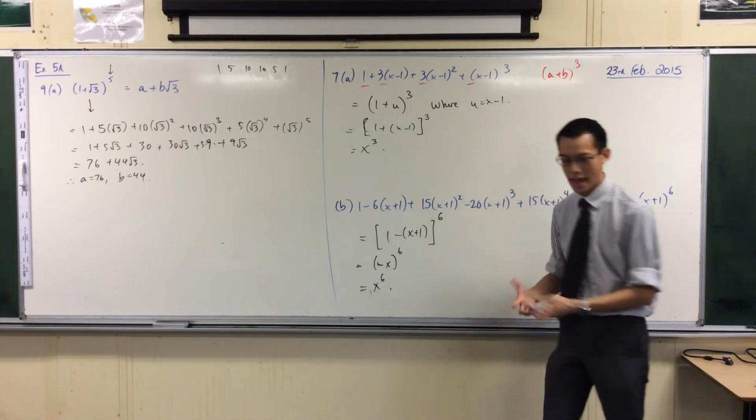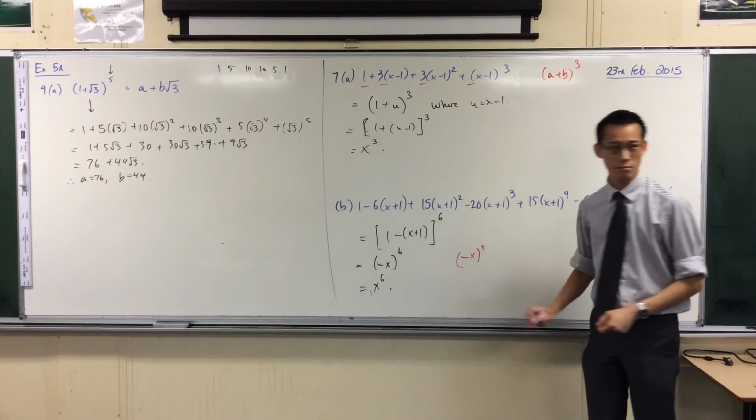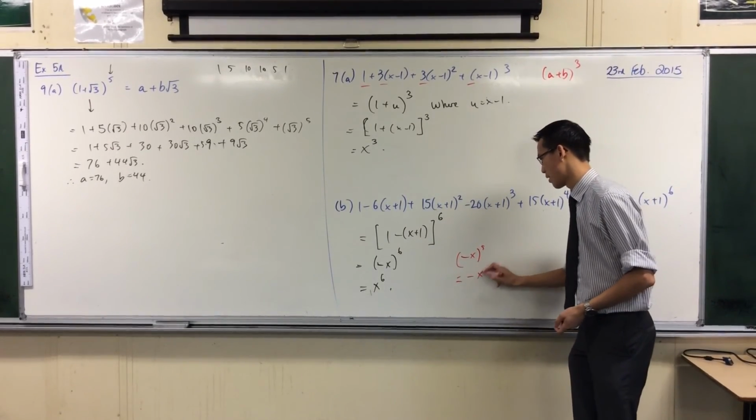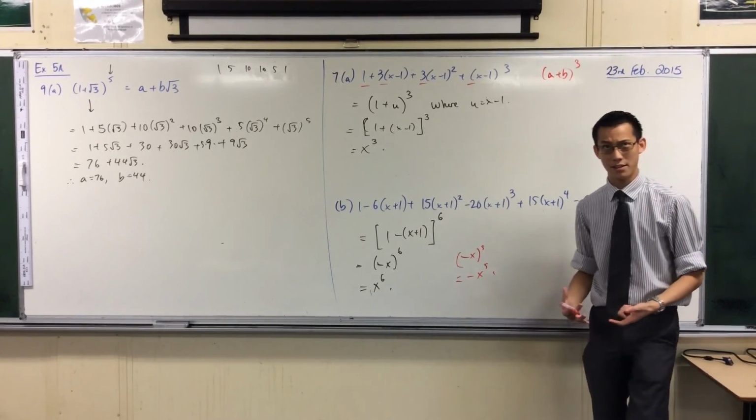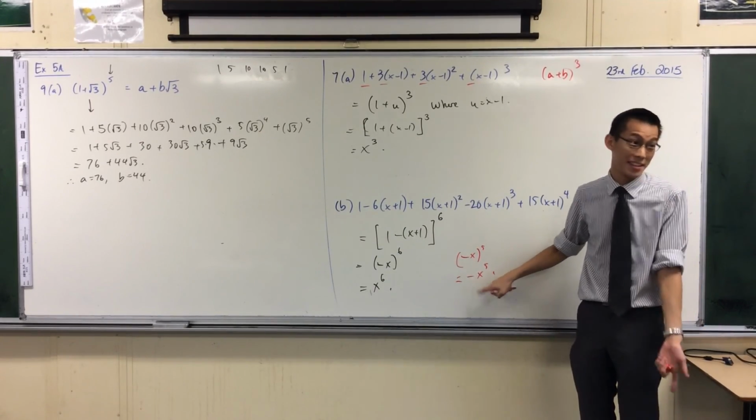Even if I had something like this, minus x to the power of 5, I would still prefer to write that as negative x to the 5. This is a bit of an awkward way of thinking about it. This has 5 negative signs in it, and this has 1. So I think that's simpler. Okay.